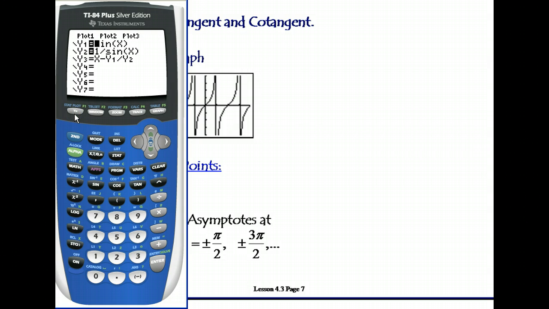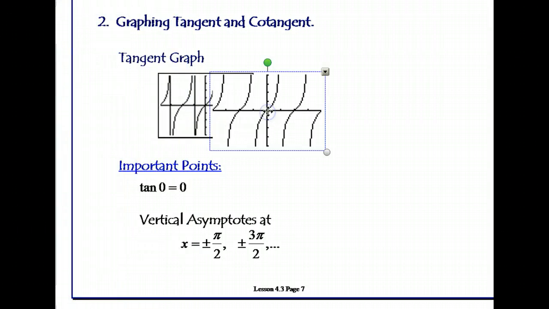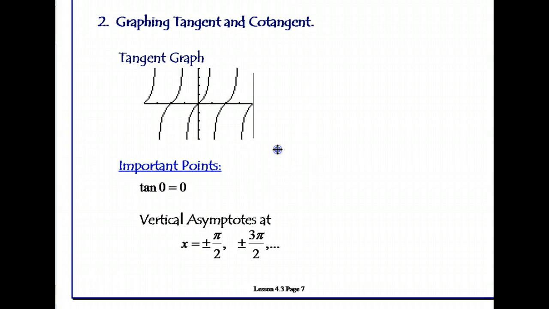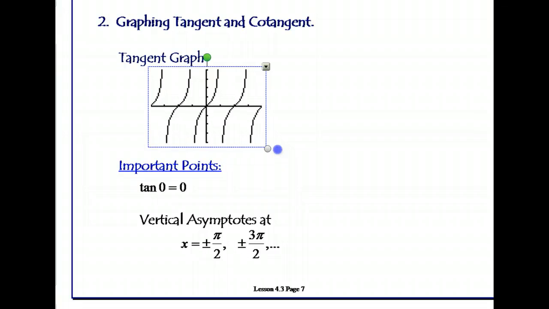Let's just see what a tangent graph looks like. I'm going to clear these out of here. And so tangent, let's just hit tangent. We'll go zoom trig. And we get this funny looking graph here. It's a little different than the one in front of you. I like this one actually better. So we get this tangent graph, and I'll make it a little bit bigger maybe.